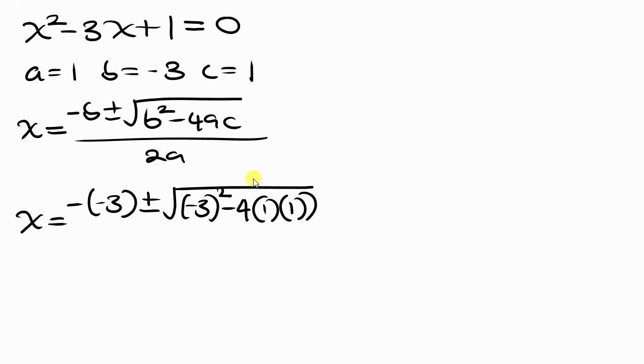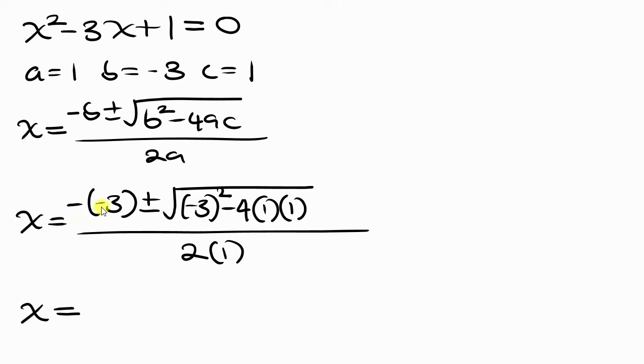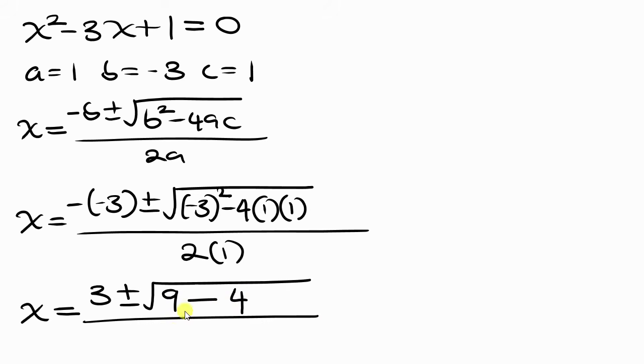That is it. Let me remove that. So all over 2 times a, that is 2 times 1. Now let's simplify. So we have x to be equal to negative times negative is positive, so we have 3, plus or minus the square root of negative 3 squared is 9, minus 4 times 1 is 4, all over 2 times 1 is 2.